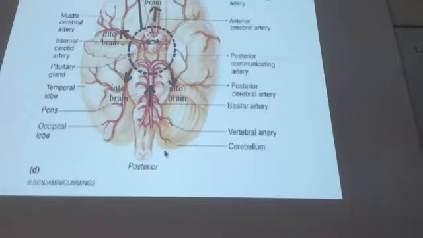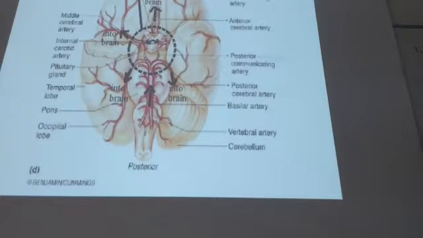You guys, where is this all located? Where is the circle of Willis located? Around the optic chiasm. Yeah, but more specific. Like which part of the brain, which layer of the brain? So remember, there are the different layers, like the arachnoid. Right, yeah. Who said it? Subarachnoid. Subarachnoid space.